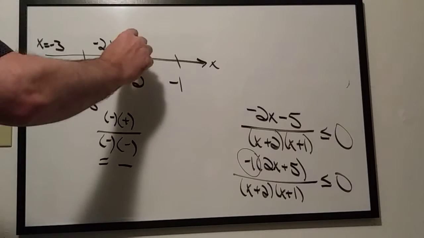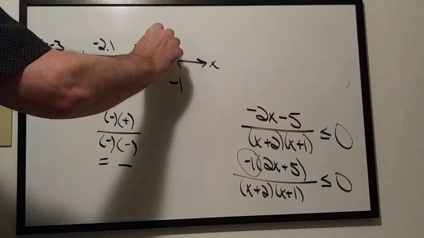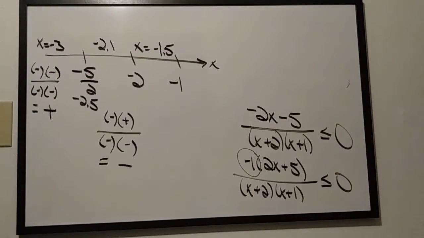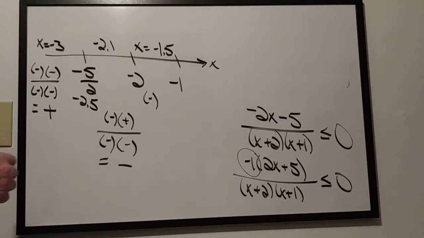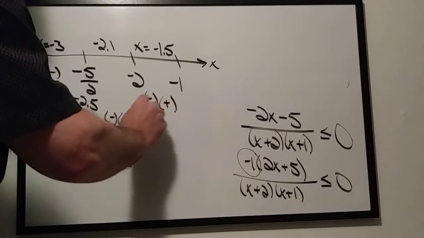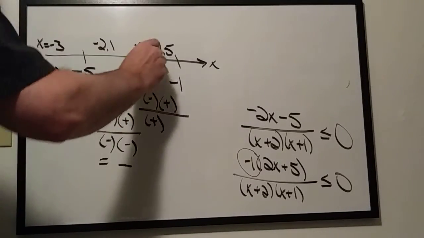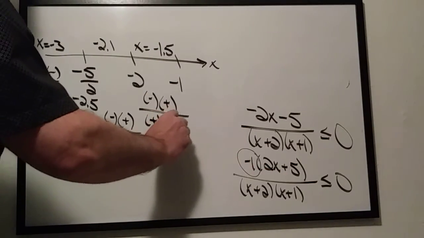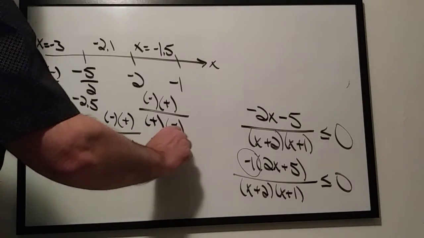Between negative 2 and negative 1, we're going to have an x value like negative 1.5 there. So let's figure out what's happening in terms of our signs for negative 1.5. Once again, because of the negative 1, I have a negative there. And then 2 times negative 1.5 plus 5, that's going to be a positive. Negative 1.5 plus 2, that's a positive. Negative 1.5 plus 1, that's a negative. So we have 2 negatives. That means we're going to be positive again.